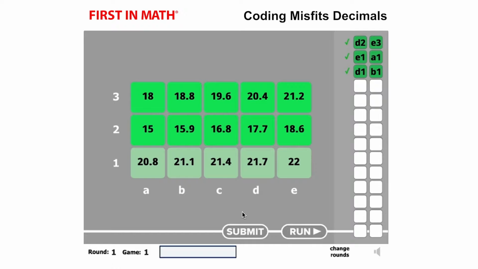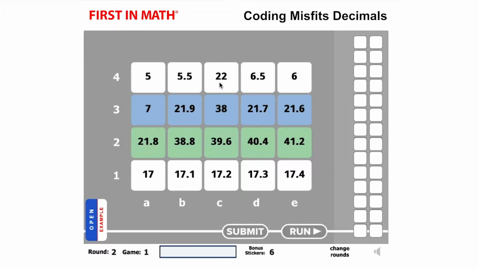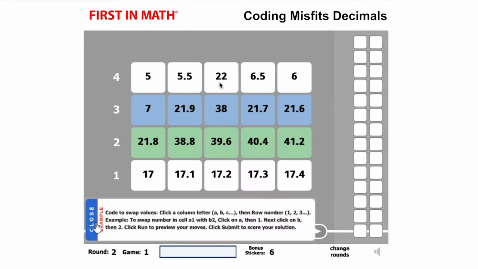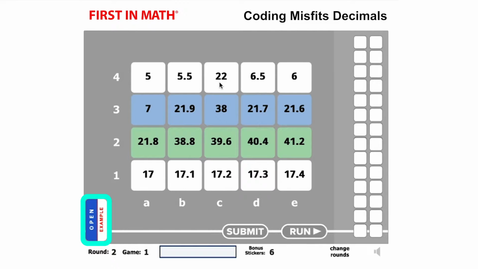To first find out what coding language to use, click the Open Example box at the bottom. This shows you how to enter the code so the computer can move the pieces. Click the box again to hide it.